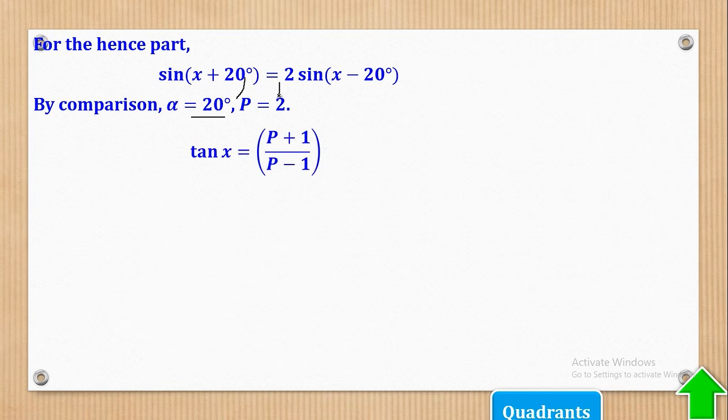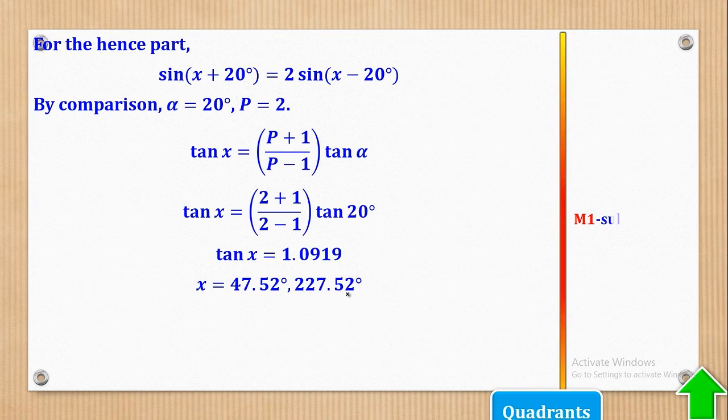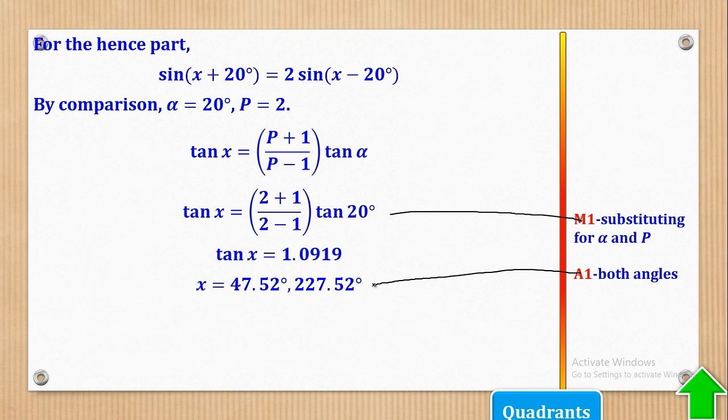Therefore, from this proof where we stopped, that's where we shall start from and say that tan x is equal to 2 plus 1 over 2 minus 1 tan 20 degrees. Therefore, tan x is 1.0919, and therefore x is 47.52 degrees and 227.52 degrees. So basically that's what they wanted. Now let's see how much can be awarded. So M1 for the substitution, A1 for the angles required.